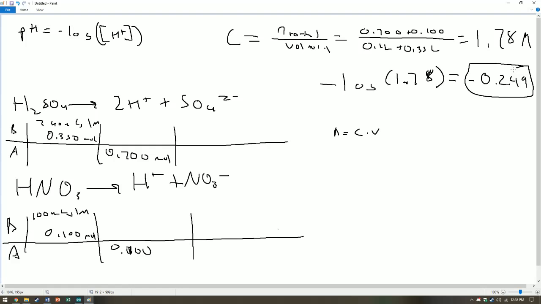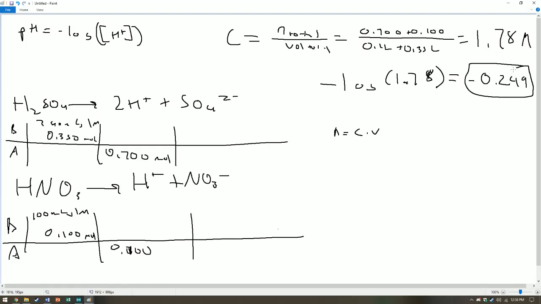While our answer may not seem to make sense, we can double check our math, and that is right. And then we also should consider the fact that we are mixing two highly concentrated, very strong acids, and therefore we get a very negative pH.